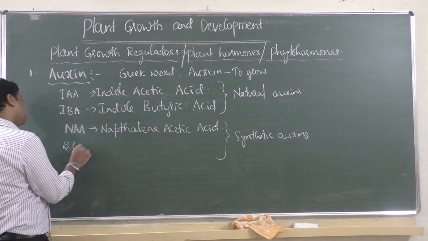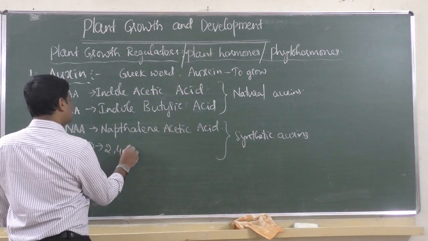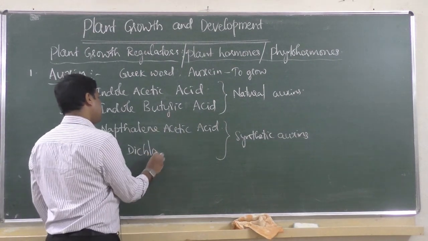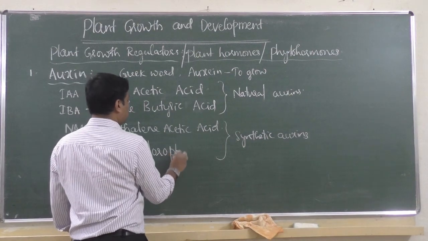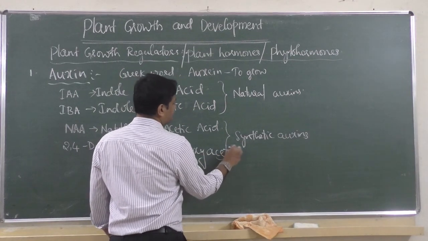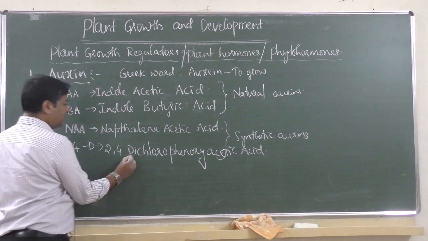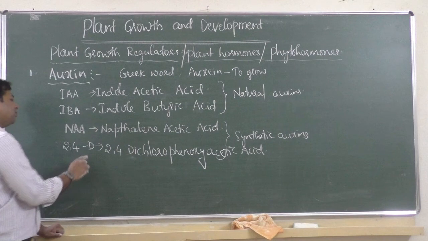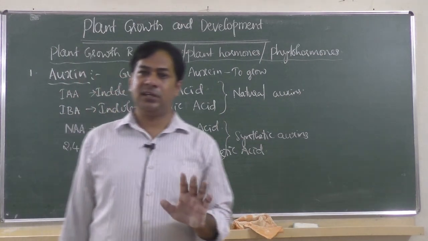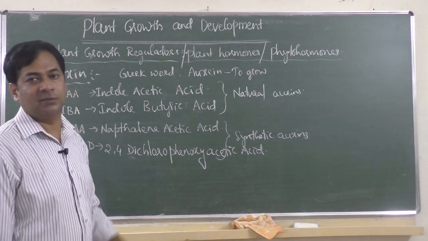Then 2,4-D, the short form. The full form is 2,4-dichlorophenoxy acetic acid. In short, the first letter is D, so it is called 2,4-D. These two, NAA and 2,4-D, are not produced by the plant, but are available in the market. These are artificial auxins. So all these four chemicals are called auxins only.